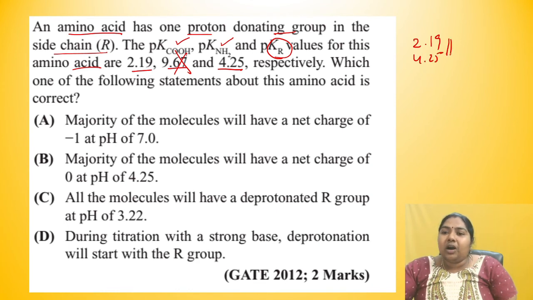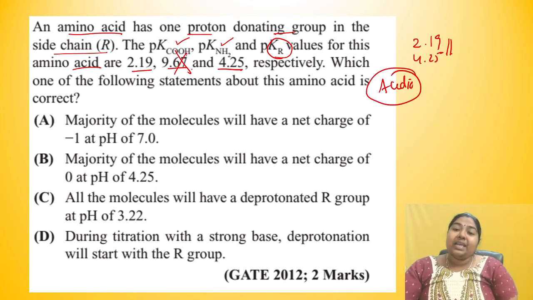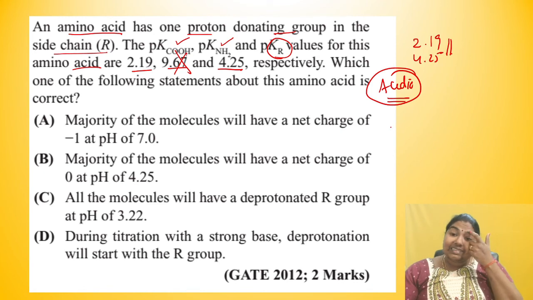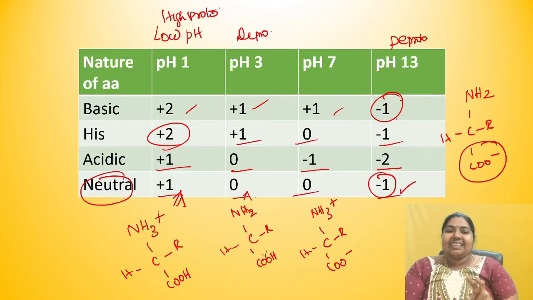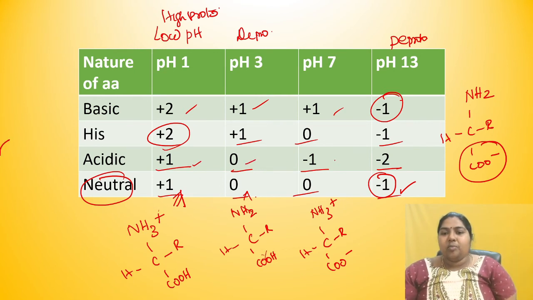So are these 2 acidic or basic? They are acidic. So you now know the nature of this amino acid. It is going to be highly acidic. Right. So this should be in your mind. Now you have to remember the acidic. Acidic means it is in the second column. You remember this? Yes. So in the third column, it is going to be +1, 0, -1, -2. This is what you have to remember.